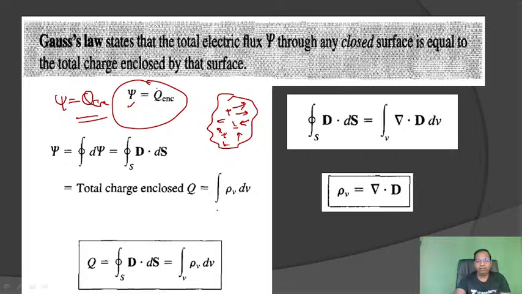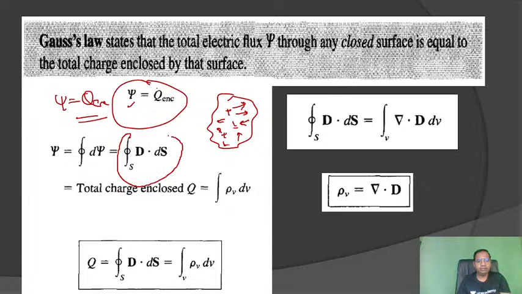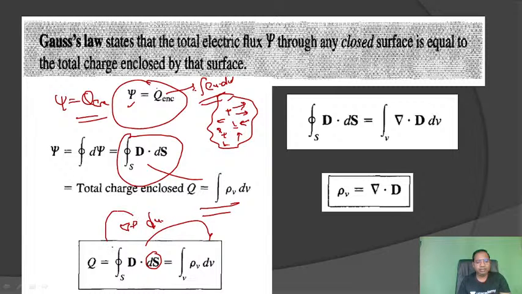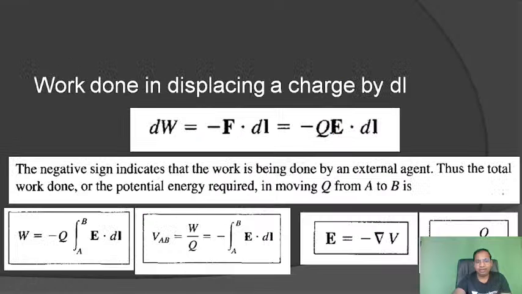For the flux, we already got psi is equal to integration of D into ds. And Q, we already know, is equal to integration of rho v into dv. Now if I equate both these two, I will get like this. With the help of the Stokes theorem, the surface integral can be converted into the volume integral by taking the del dot in front of D. Then you will get the integration of del dot D dv is equal to integration of rho v dv. The dv cancels on both sides, and finally we will get rho v is equal to del dot D. Next, for the uniform charge sphere, the electric flux density can be taken like this.